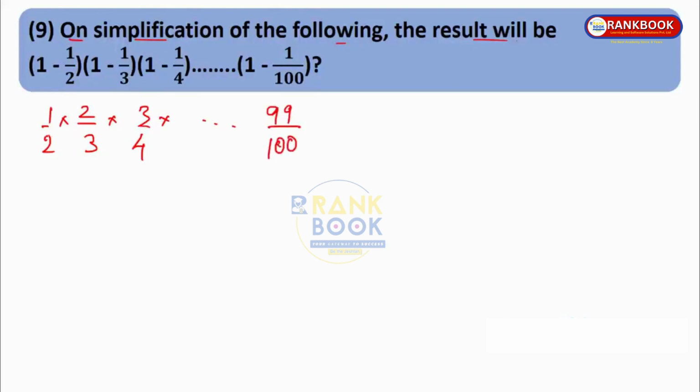So we see a pattern over here. 1 upon 2 into 2 upon 3 into 3 upon 4. So 2 gets cancelled, 3 gets cancelled. Since here it is 99 by 100, you will have over here 98 by 99. If you have 3 by 4 over here, this 3 is also there in the denominator. So this 99 will also be over here, and this will get cancelled. This 4 will get cancelled. At the end, you will get just 1 by 100, that is 0.01.